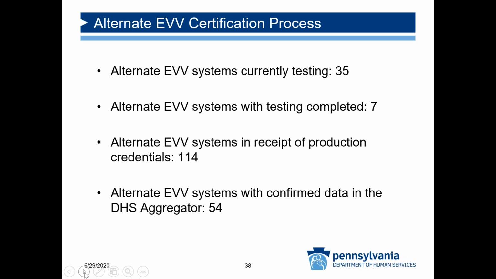Wanted to make sure that you understand that these numbers represent providers using alternate EVV systems, and that there are 60 providers or alternate EVV systems that have not confirmed data in the DHS aggregator at this point, and need to do this in order to assure the information is coming through as intended. We have approximately 100 providers who are at various steps in the certification process that are not included in these numbers, who have become unresponsive in the certification process.